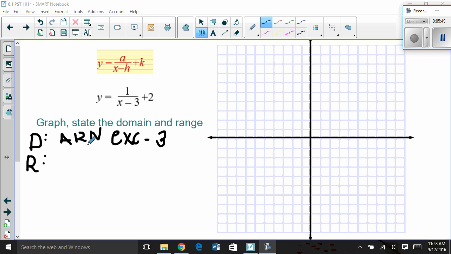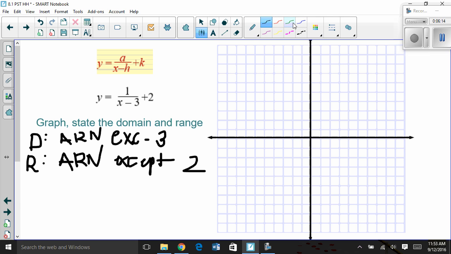And that would sort of be like, if we put 3 in, we'd get undefined, but then we'd add on this 2. So technically it'd be all real numbers except for that 2. So again, this corresponds with our asymptotes as well.